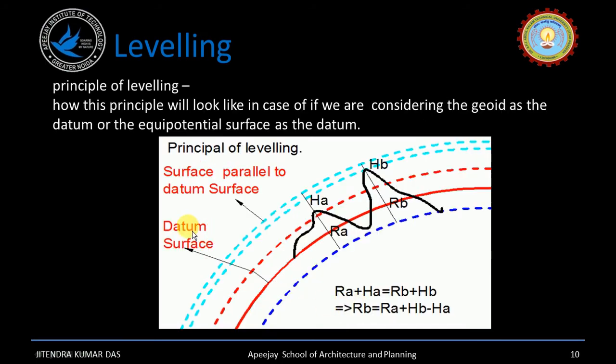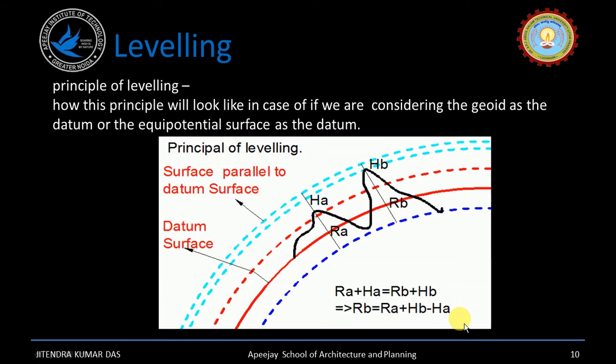Situation 2 is when the curvature of Earth is in consideration. I already mentioned that we will create a parallel geoid surface. One will pass through the point A and another will pass through the point B, and then we can apply the principle of leveling, that is RA plus HA equal to RB plus HB, and it implies that RB equal to RA plus HA minus HB.